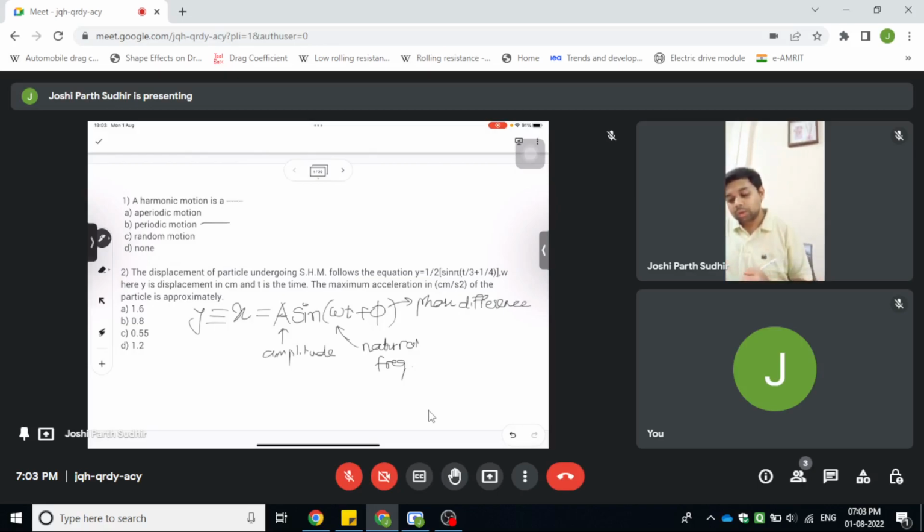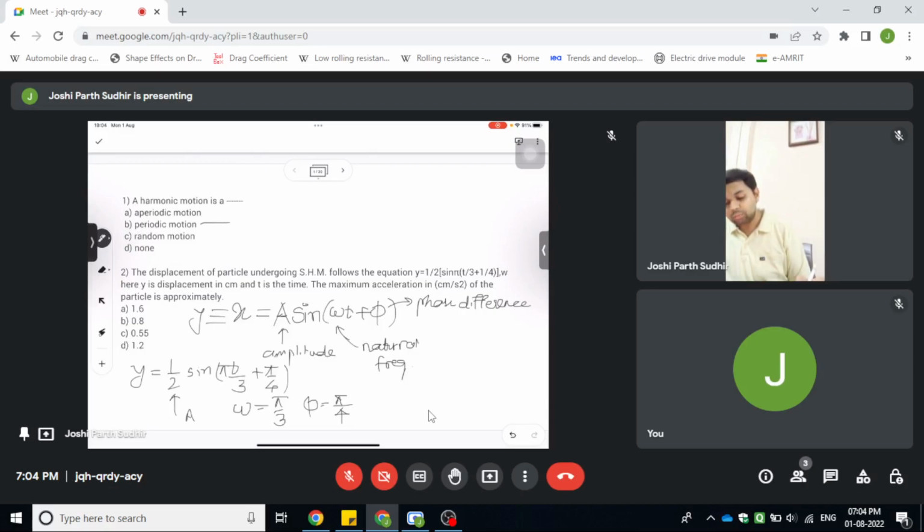If we compare the equation given here, y is equal to half sine pi t by 3 plus 1 by 4, into pi, so it is sine pi t by 3 plus pi by 4, into half. Here the amplitude of this motion is half, the natural frequency is pi by 3, and the phase difference phi is pi by 4.